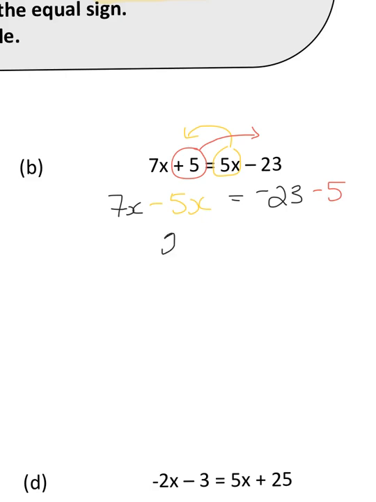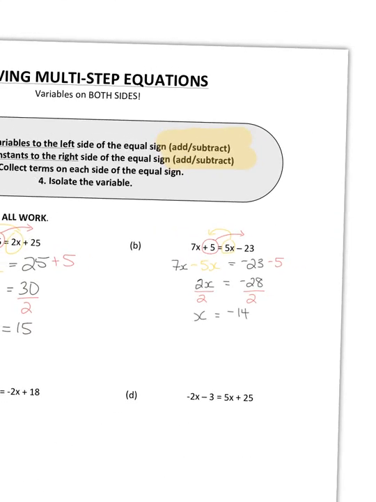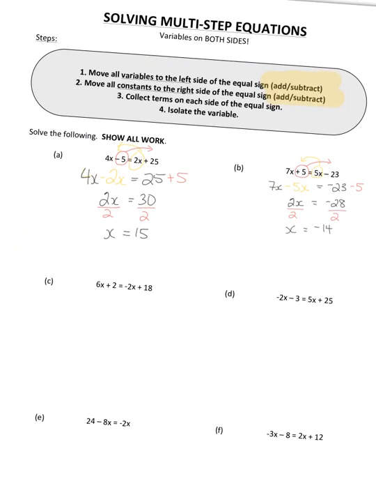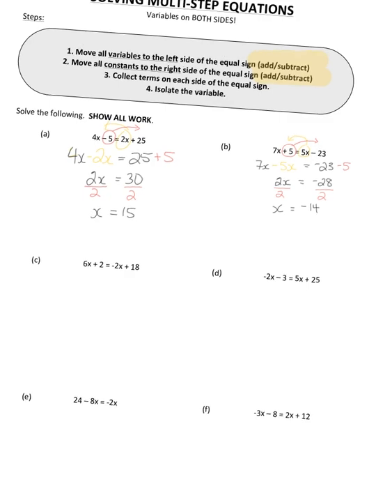So we're collecting our like terms. 7x take away 5x, we're left with 2x. And then over here, negative 23 take away 5 more gives us negative 28. Then we're going to divide out by 2, and this time we're left with x equals negative 14. Okay, so there's 2 questions done. Hopefully you're good so far, but we have a few more to go, so let's keep practicing.